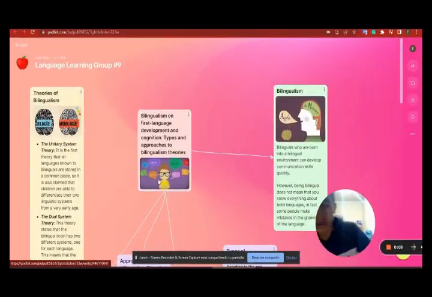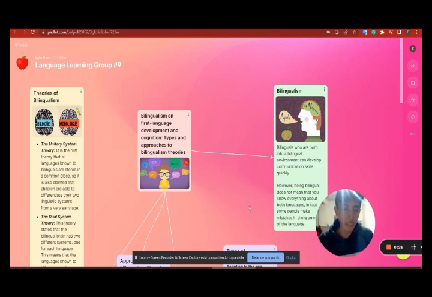Hi everyone, we are group number 9, and this is our presentation on the effects of bilingualism on first language development and cognition, types, and approaches to bilingualism theories. The first part is the concept of bilingualism.